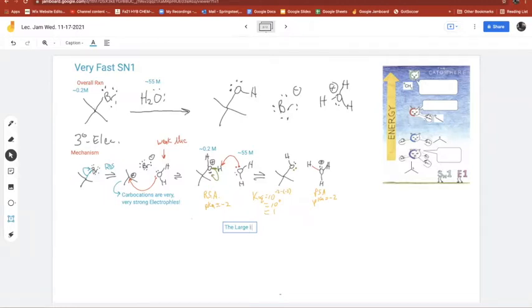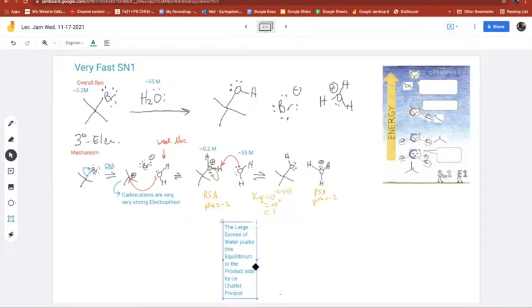Large excess pushes equilibrium side by Le Chatelier's principle.